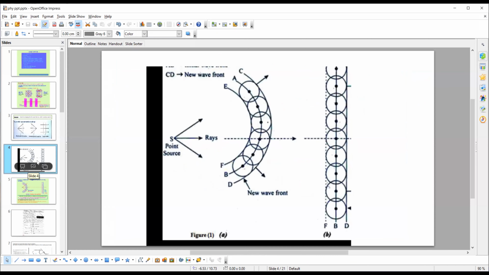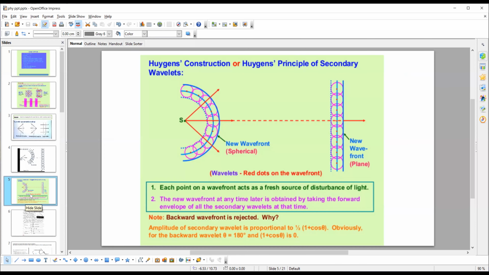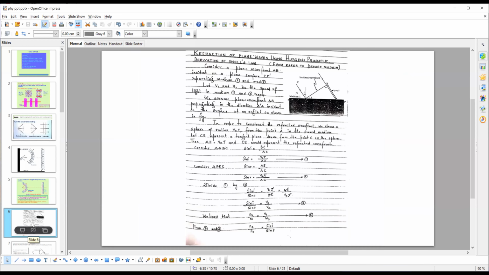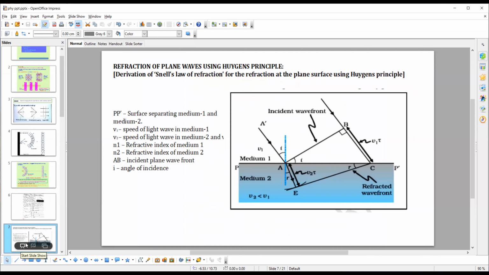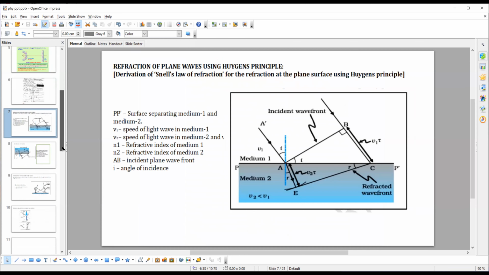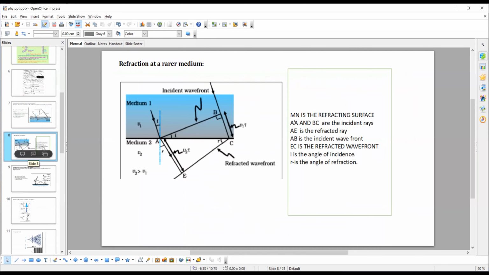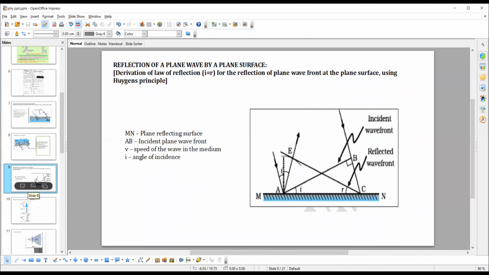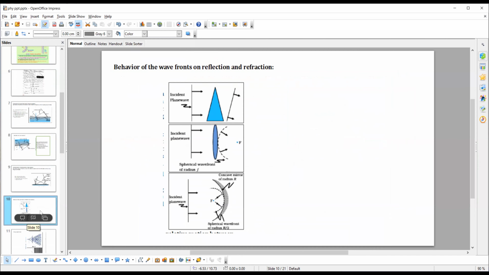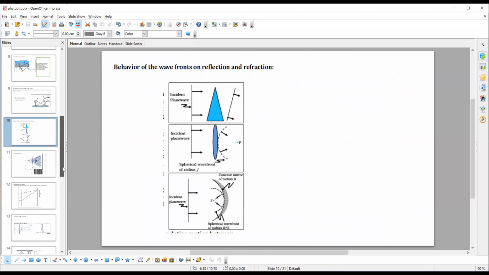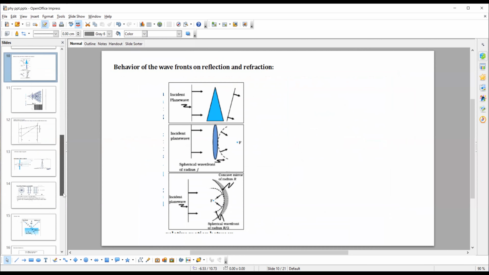And this one we also discussed, that is Huygens principle. We already discussed this, and refraction of a plane wave using Huygens principle we discussed. We also discussed the case of refraction taking place at a rarer medium, and in the case of a plane surface. And in today's class we discussed the behavior of the wavefront in the case of a thin prism, a mirror, and a lens, and how reflection and refraction take place.